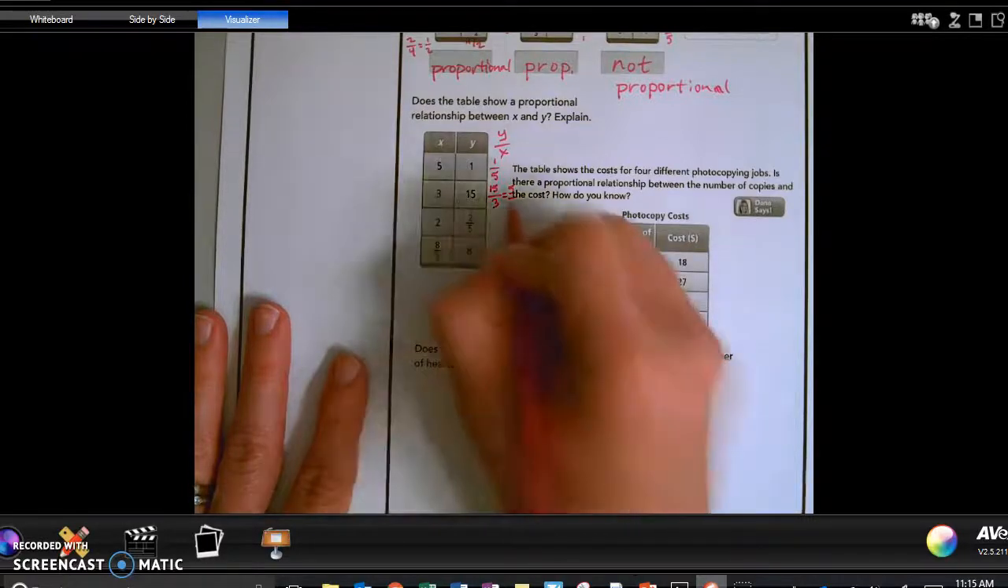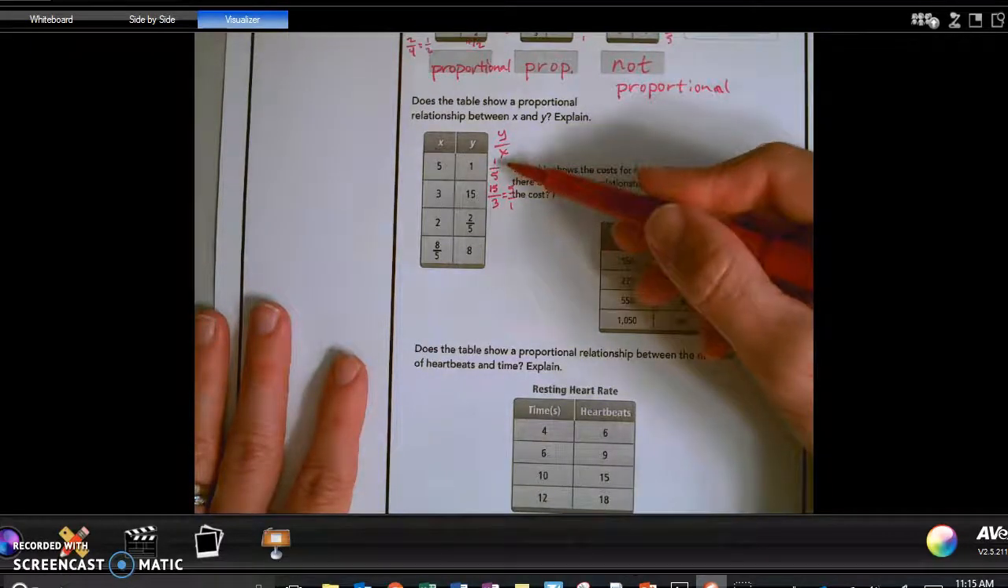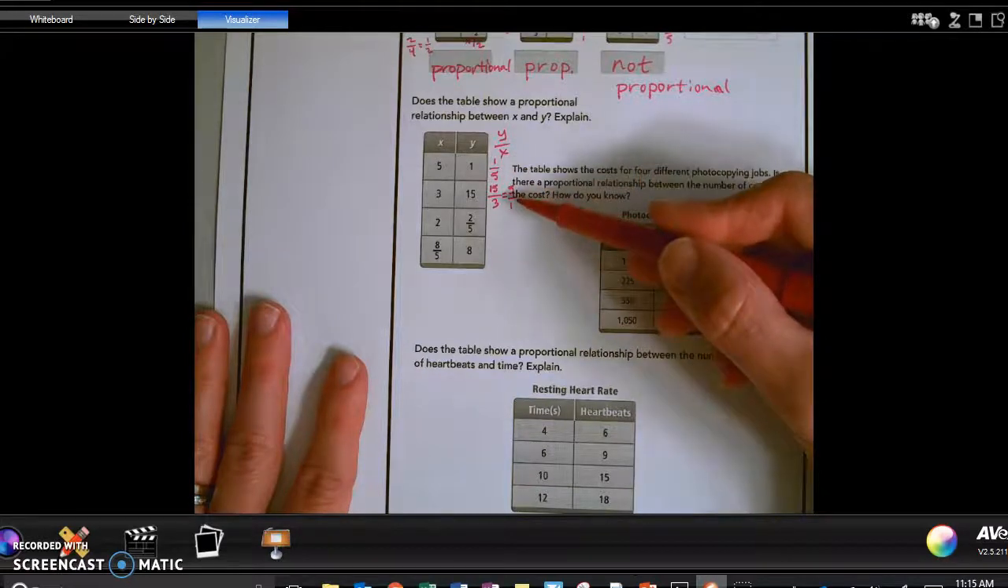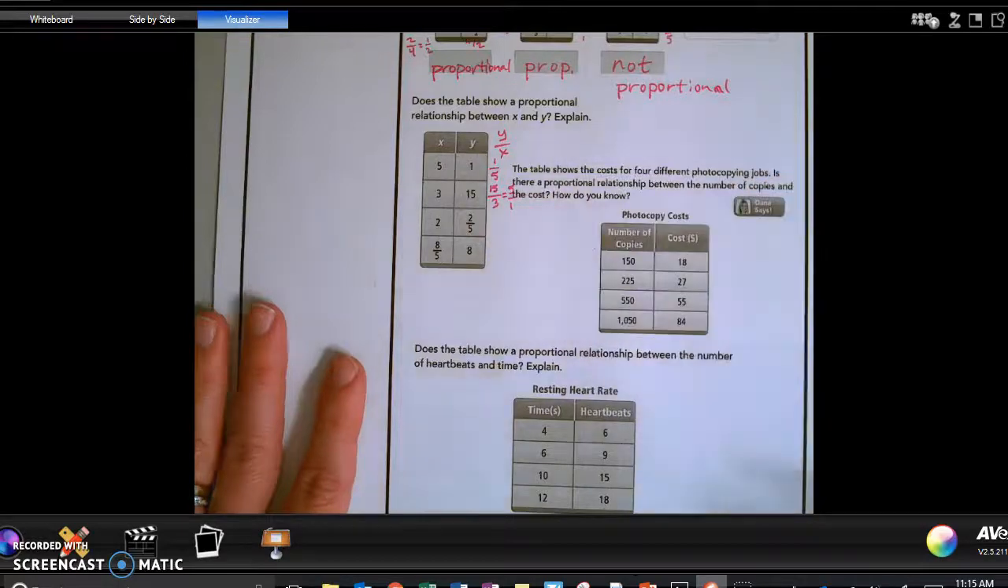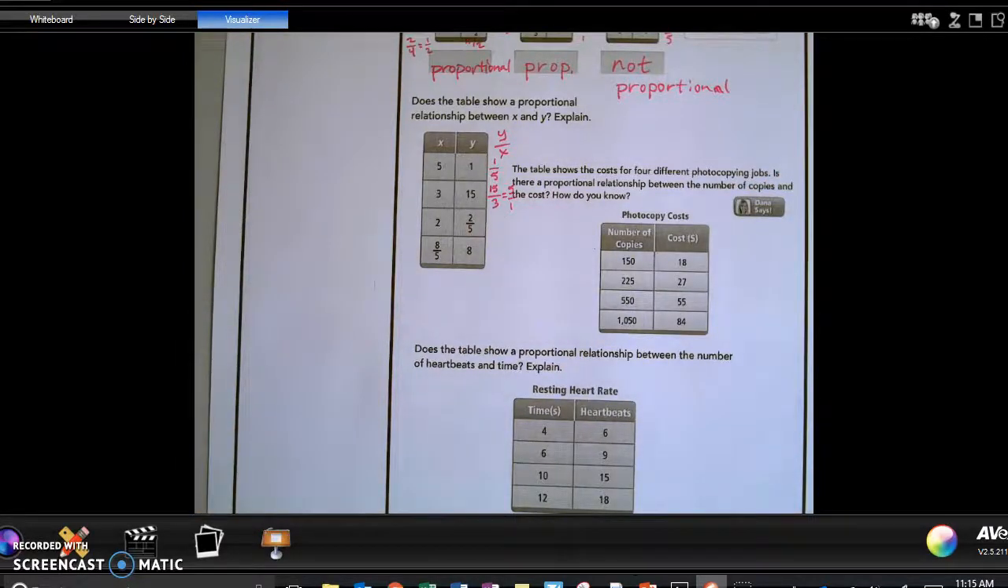3 divided by 3 is 1. So I have a 1 to 5 ratio here, and now a 5 to 1 ratio. So this is not going to be proportional, but let's check out our next row.